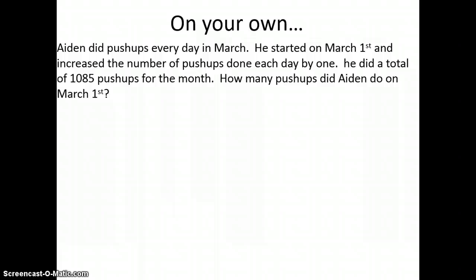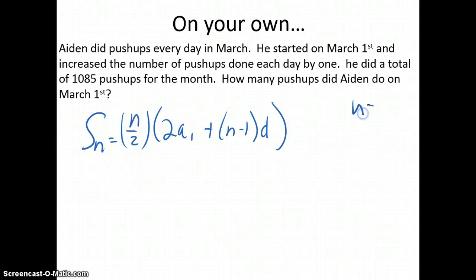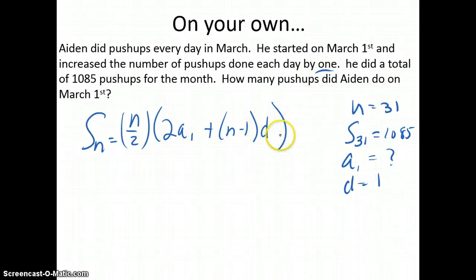Okay, I want you to use what we did on that last example to complete this example. So go ahead and hit pause and resume when you're ready to resume. Okay, again, March has 31 days. He did a total of 1085, so the sum at the end of 31 days was 1,085. We're looking for how many he started with. We don't quite know. And then the other thing we need to know is the common difference. He increased it by 1. So common difference of 1, it's not going to change a lot in here.